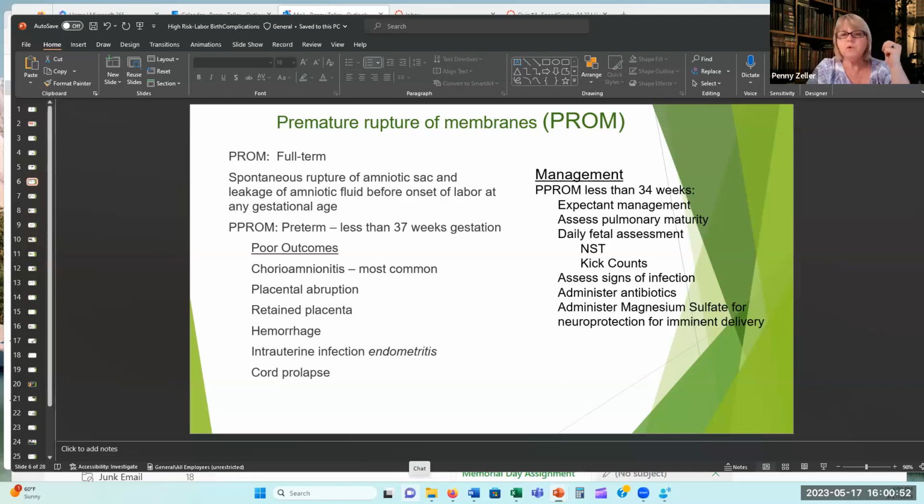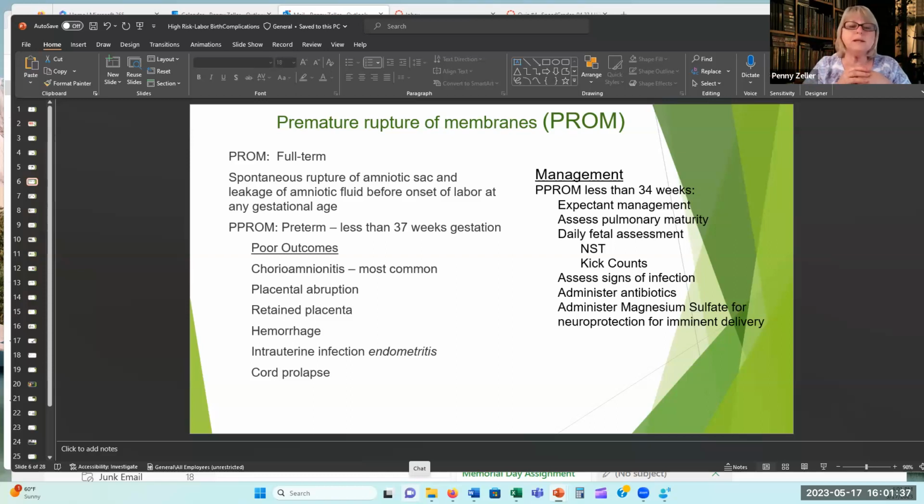The most common one is called chorioamnionitis. Chorio is the outer membrane of the amniotic fluid, and then the amnion is the inner lining. So the amniotic membranes are really two membranes that are very close together. Both of those get infected. So it's called chorioamnionitis. Early rupture of amniotic fluid and not going into labor, that fluid is a great medium for bacteria.